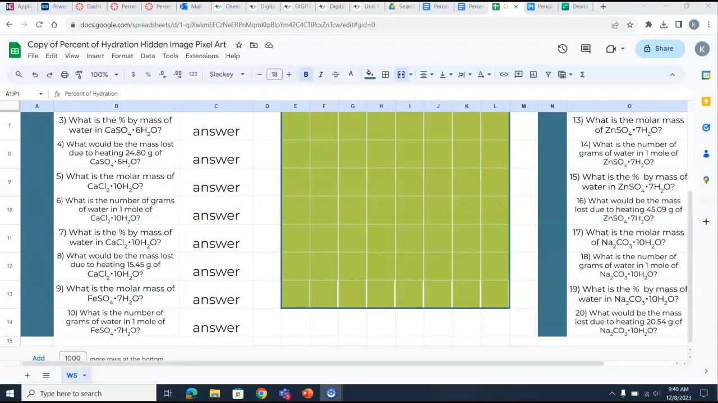All right, so let's go ahead and take a look at number 5. What is the molar mass of CaCl2 times 10H2O? So this is a hydrate. 10 is deca, so this would be a calcium chloride decahydrate. First thing we're going to do, we're calculating the molar mass. We are just going to add up the average atomic masses of each of these.